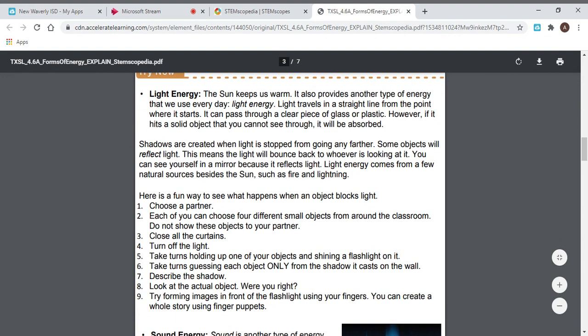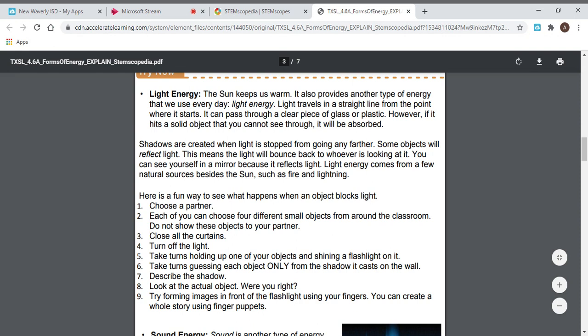Try now. Light energy. The sun keeps us warm. It also provides another type of energy that we use every day, light energy. Light travels in a straight line from the point where it starts. It can pass through a clear piece of glass or plastic. However, if it hits a solid object that you cannot see through, it will be absorbed. So shadows are created when light is stopped from going any further.